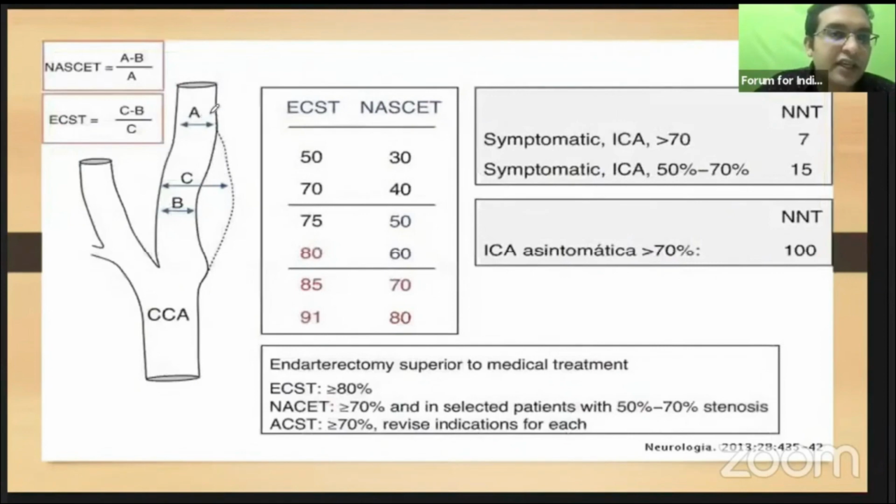So as you see here, these are the NASCET criteria. It's not that important for you, but just know that we start treating when it's above 70%. And this is the number needed to treat. We have to treat just 7 patients to get a benefit. If it's 50 to 70%, we have to treat 15 to get a benefit. And in the asymptomatic side, even if more than 70%, we have to treat 100 to get one benefit from the surgery. So on the asymptomatic side, we usually don't go for therapy.